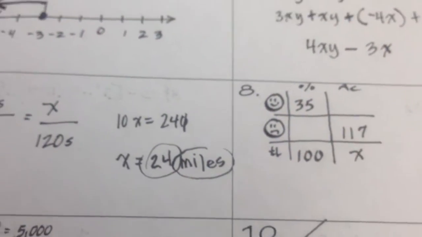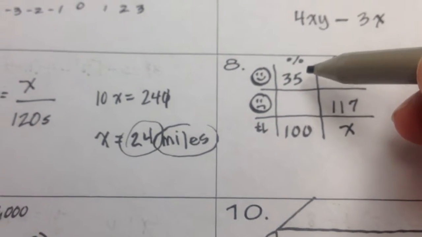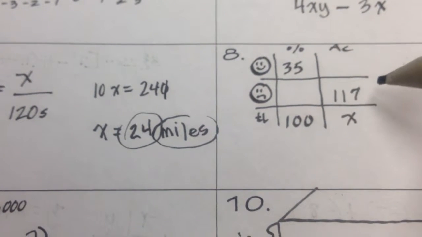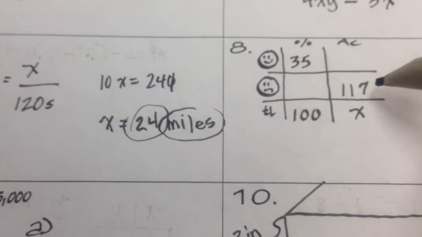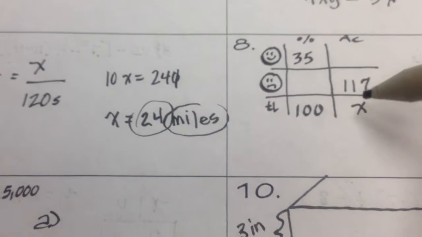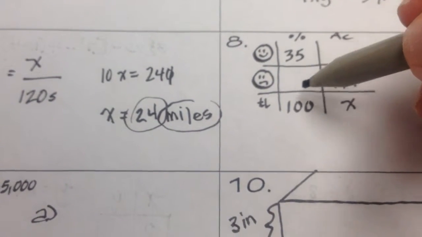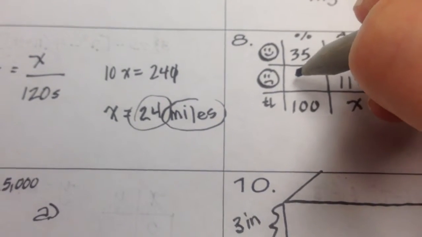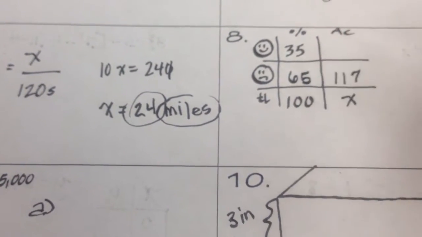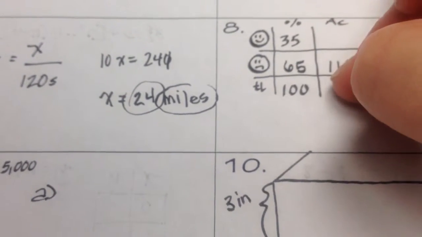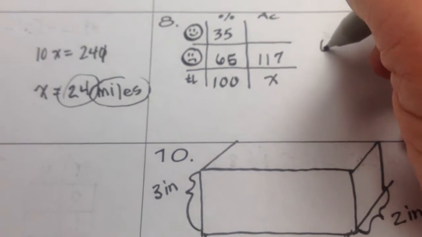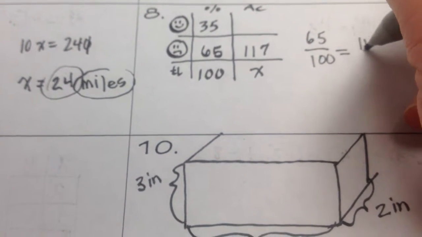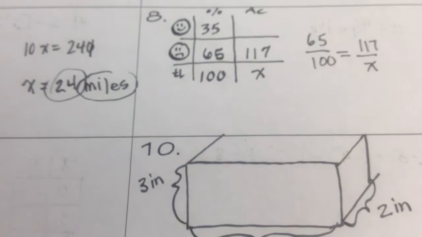All right, number 8 says, before the clowns arrived, only 35% of the children had happy faces. Oh, so sad. If 117 did not have happy faces, how many were there in all? Well, I got to know this. And I can figure that out easily by taking 35 away from 100, and that will give me 65. Now I have my ratio all set up. So I have 65 is to 100 as 117 is to x.